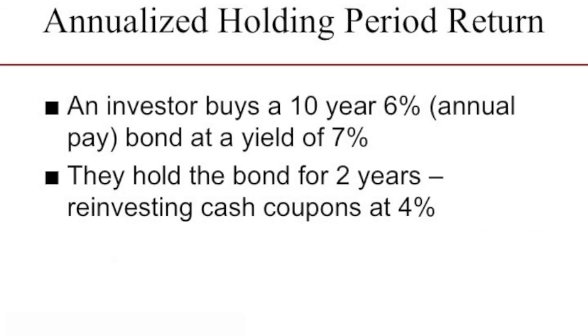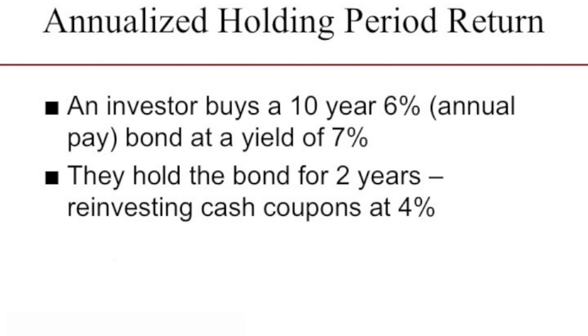One thing that you might also be asked to do is to work out an annualized holding period return. I'm just going to briefly outline how this question would work. So an investor buys a 10-year 6% bond. Here it's stressing its annual pay, 1 coupon a year, and it's bought at a yield of 7%. We could work out that price.